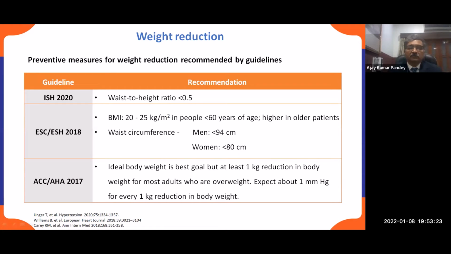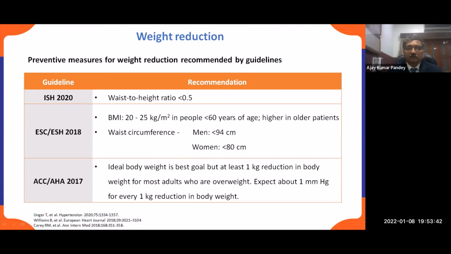The waist to height ratio should be less than 0.5, BMI between 20 to 25. So all of us should keep a watch on BMI. We should motivate our patients to keep their BMI less than 25. Waist circumference, men less than 94, women less than 80, which is a really difficult job with increasing age.